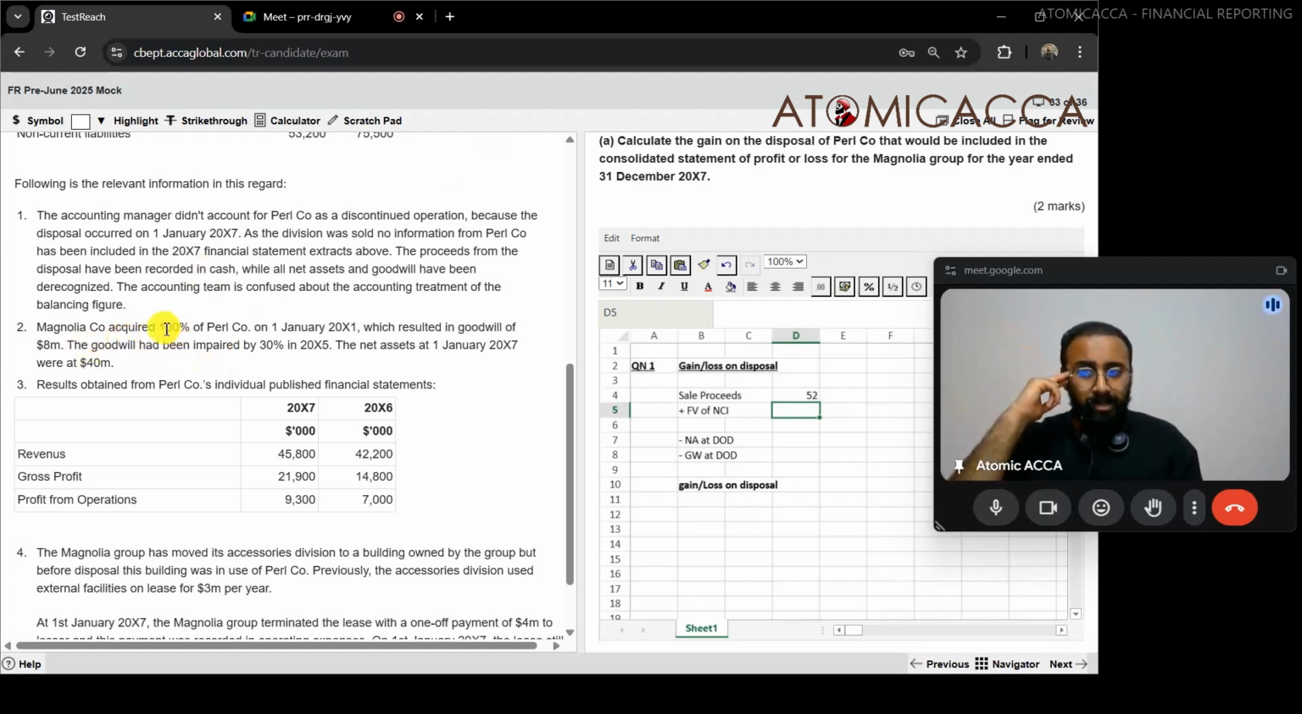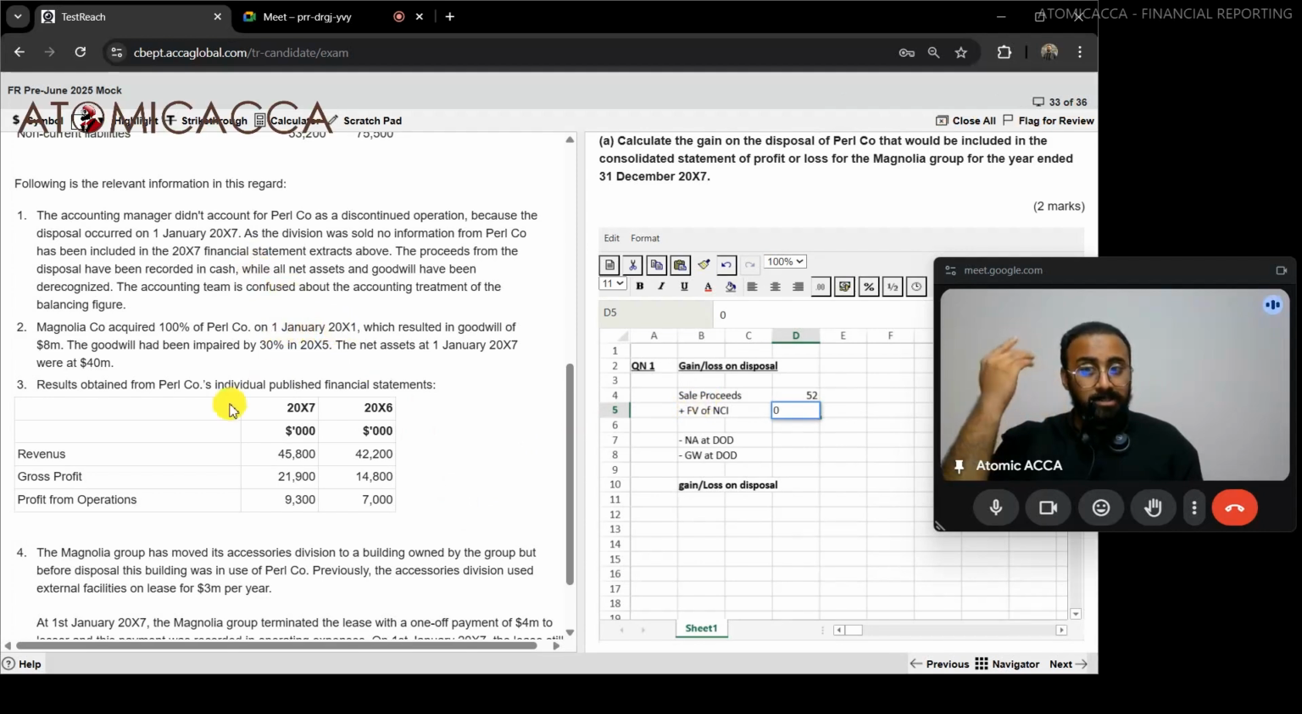Magnolia Company acquired 100% of Pearl Company. So the fair value of NCI is going to be zero. Why? Because 100% of Pearl Company means there is no NCI in that company. You're owning it 100%, so when you're selling it, there is no NCI value there. On 1st Jan X1, many years ago, it was purchased, which resulted in a goodwill of 8 million.